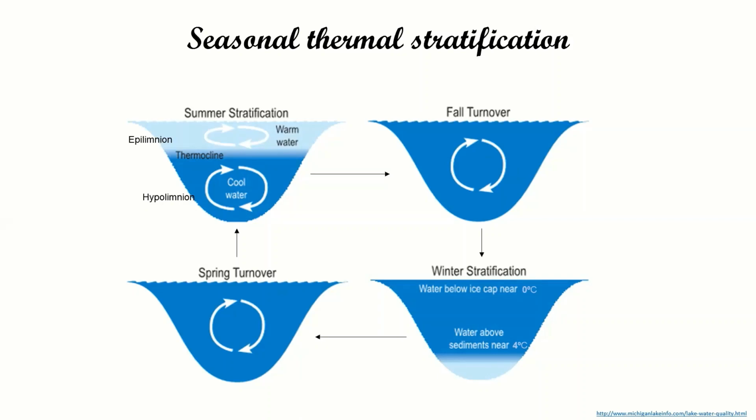Then in the autumn, when the air temperature drops and the days are windier, the warm surface waters begin to cool. As water cools, it becomes denser, causing it to sink. This denser water forces the water of the hypolimnion to rise, turning over the layers. In winter, when the air temperature drops below 0 degrees, an ice layer forms on the surface, preventing further mixing by the wind. The water below the ice is near 0 degrees, and the water above the sediment is near 4 degrees.